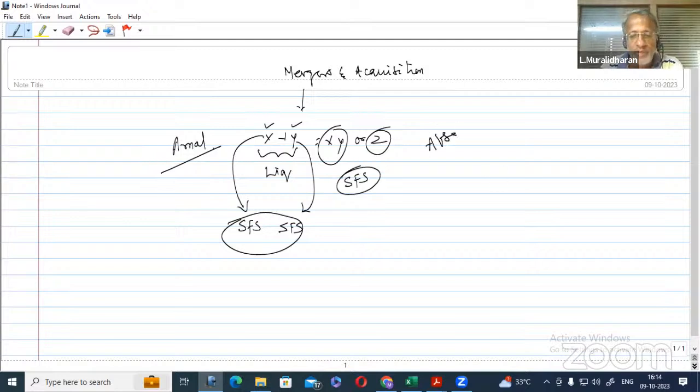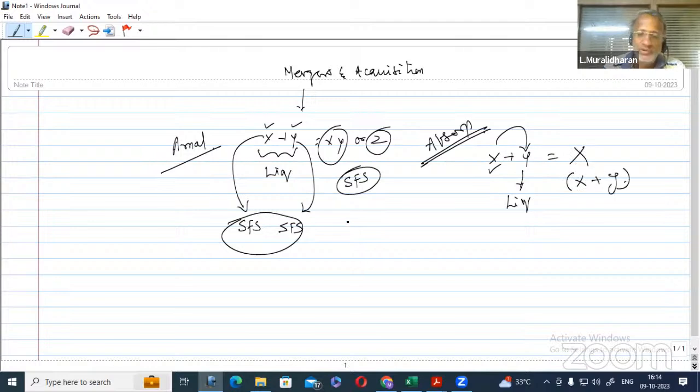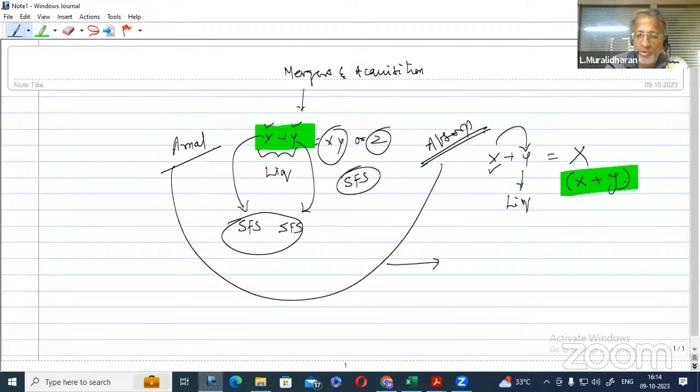If you take up another thing, absorption, X will be purchasing Y Limited, and Y will get liquidated and X will continue to be there. Now it will be X plus Y, a big X which will have in it the old X as well as Y. Philosophically, it is X plus Y here, and X plus Y there also. Therefore, amalgamation and absorption are two different forms of merger.